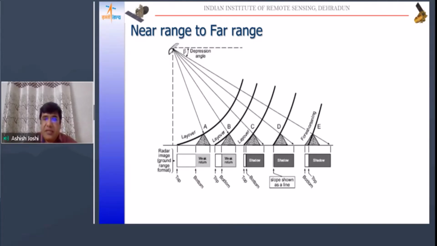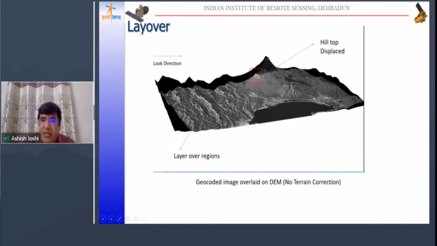This is a typical example of how the layover looks. You can see the hilltop. It should be properly imaged at this position if it is properly geometrically corrected. But due to the layover, it is imaged elsewhere, and you can see this hilltop is displaced from its correct position.